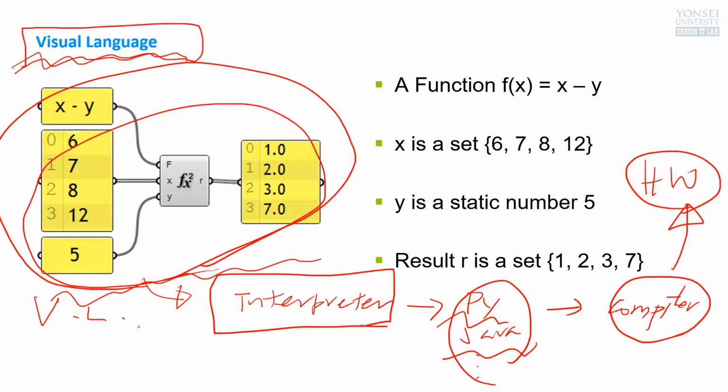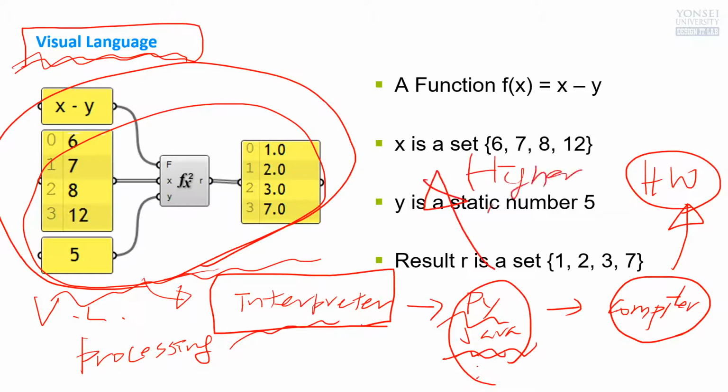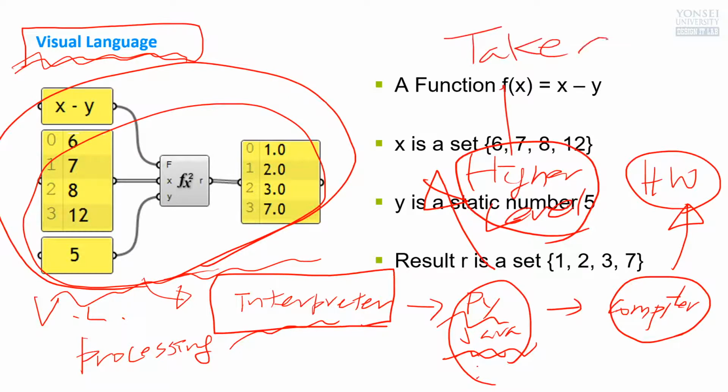How about Processing? We saw this one, Processing. Processing is interpreted into Java language and then compiled. So my point here is these are higher level languages. What you need to do is take advantage of those higher level languages. Okay, take advantage. That's my point. Okay.